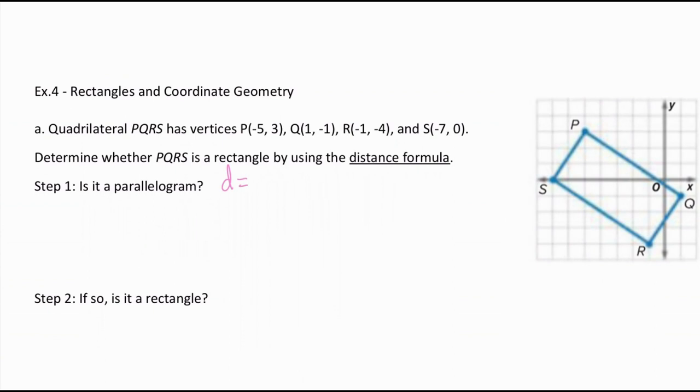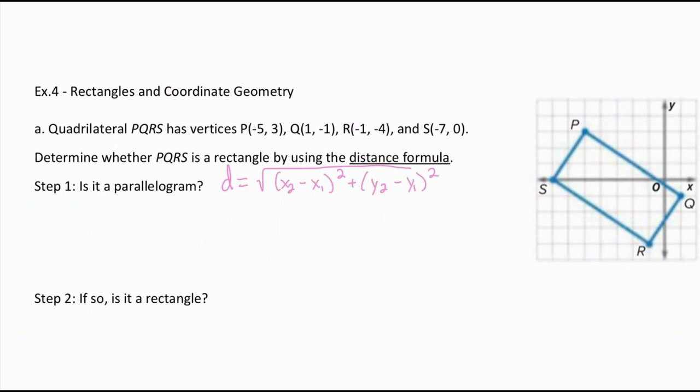That's going to be the square root of x2 minus x1 squared plus y2 minus y1 squared. Very good. I'm so sorry. We should add parentheses around that for Kyler. It would have been wrong.